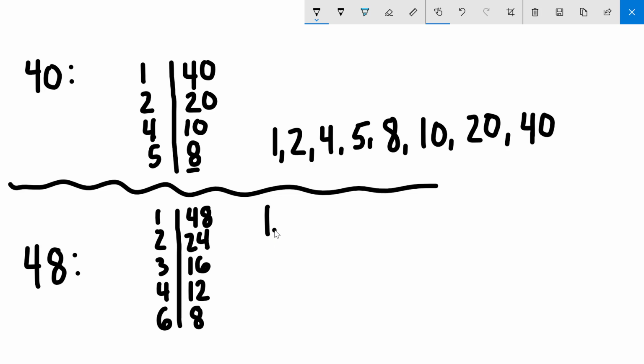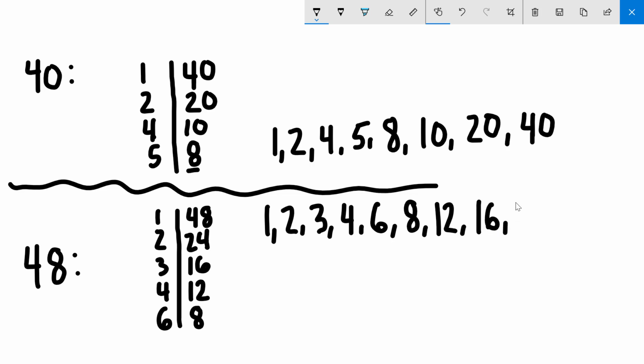Okay, so I'm going to write my factors down. 1, 2, 3, 4, 6. You can see I go down my list and kind of snake back up. 8, 12, 16, 24, and then finally 48. Now my next step is to find the greatest common factor. So greatest means the greatest number.